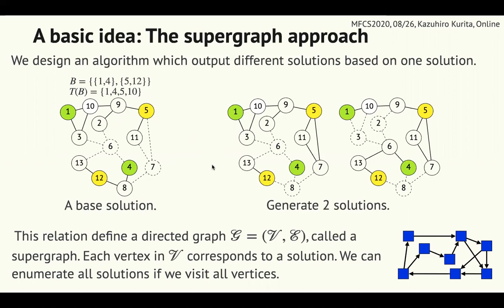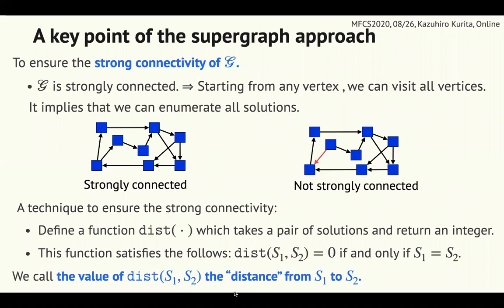Next, we consider how to prove that the output contains all solutions. To ensure that we can enumerate all solutions, our strategy is ensuring the directed graph is strongly connected. If it is true, then we can traverse all vertices in the supergraph starting from an arbitrary solution. So in the following algorithms, our aim is to prove that the supergraph is strongly connected.